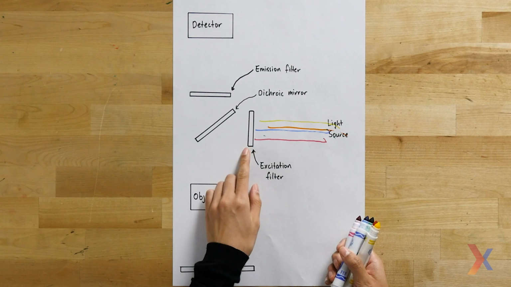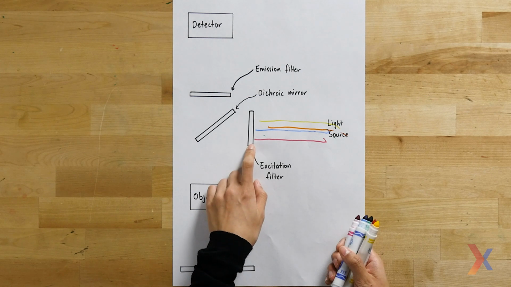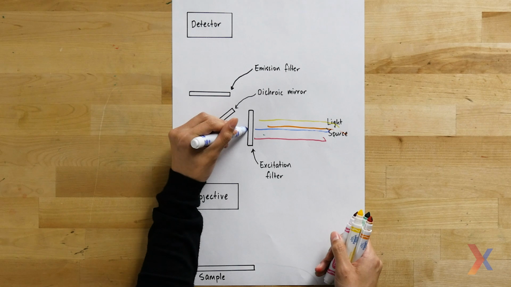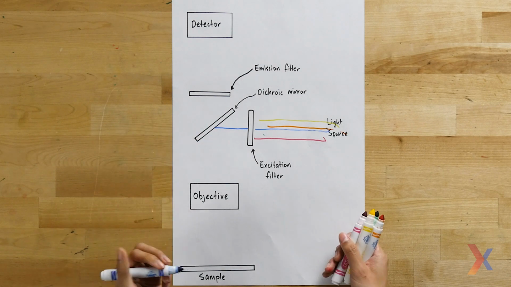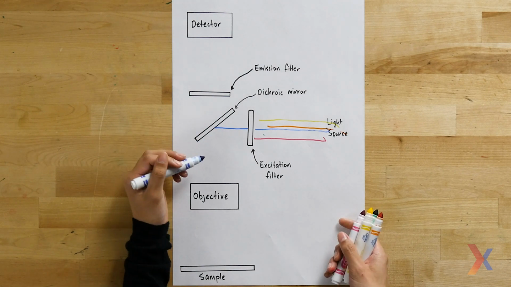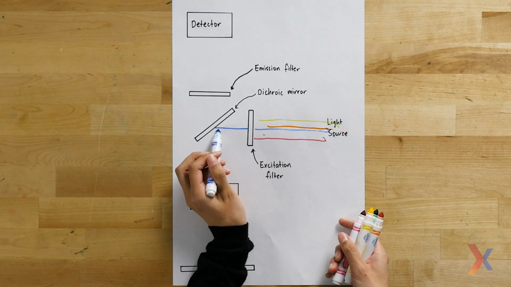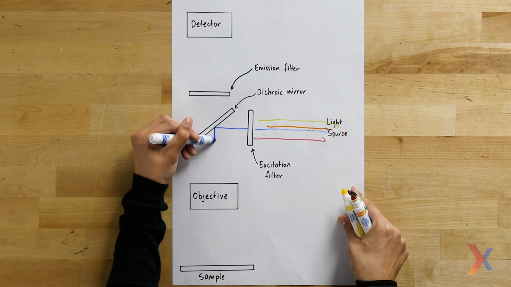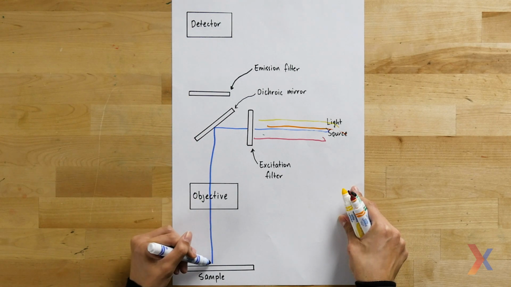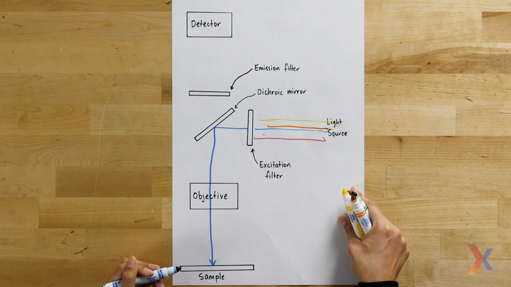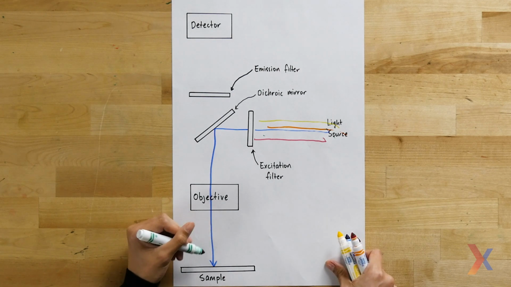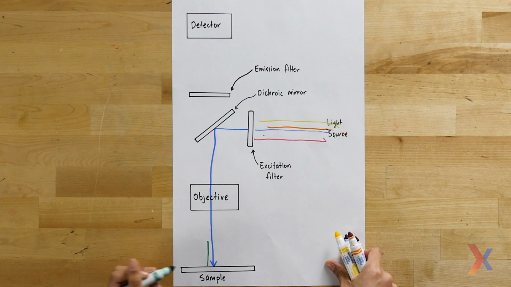This excitation filter has a very important job where it blocks out all of the wavelengths of light that we don't want, only letting through the singular wavelength of light that we want to be able to use in order to excite our sample. This wavelength of light passes through, it hits a dichroic mirror, which I will get to in a second, before bouncing off, going through an objective, and down onto our sample. As we went through before, our sample having now been excited with light, will also now emit a different wavelength of light, here colored in green.